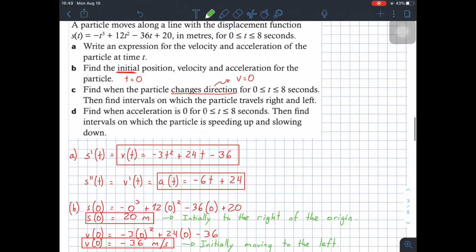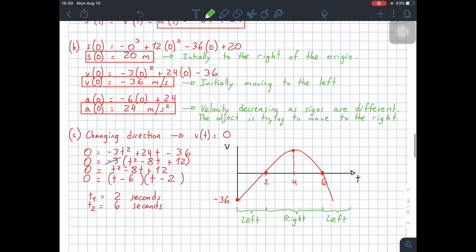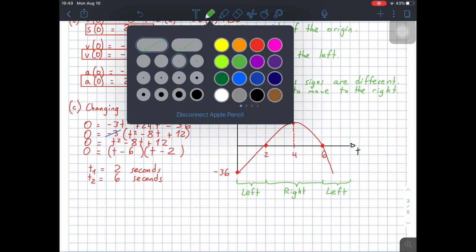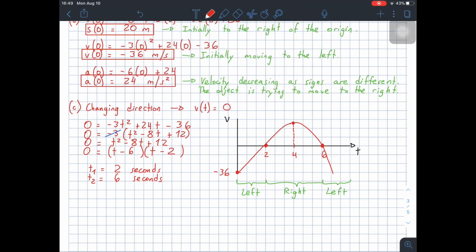So we already answered this. The intervals on which the particle travels right and left, we can say that from 0, this is 0, right? From 0 to 2, the object is moving left. From 2 to 6, it is moving right. And from 6 forward, it is moving to the left, okay?